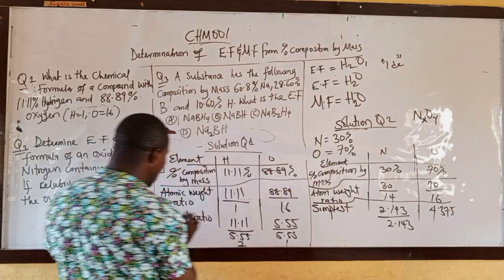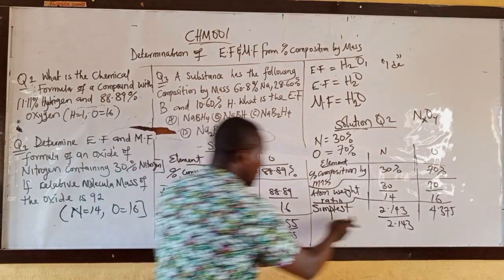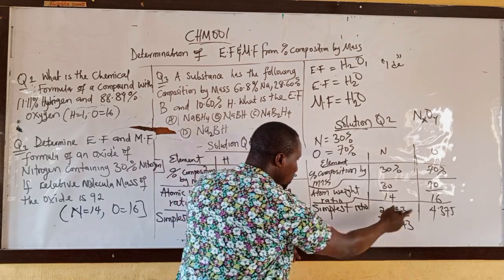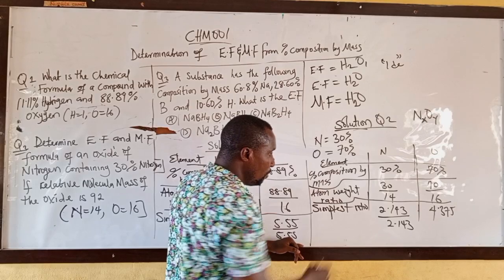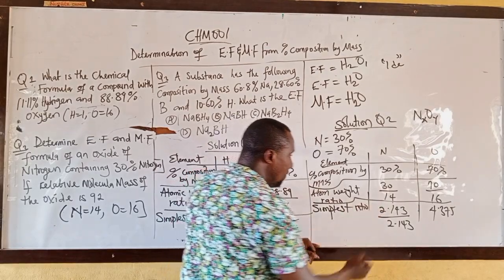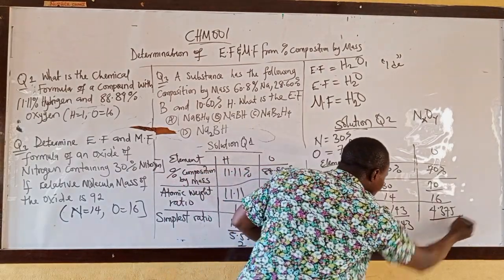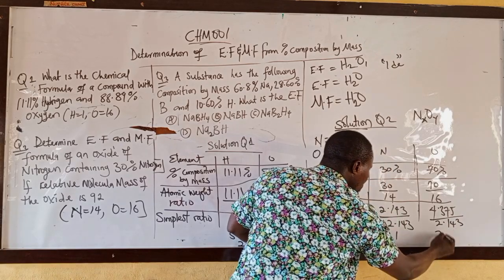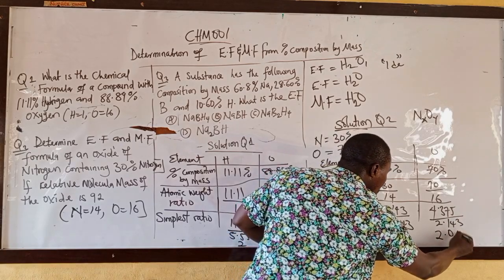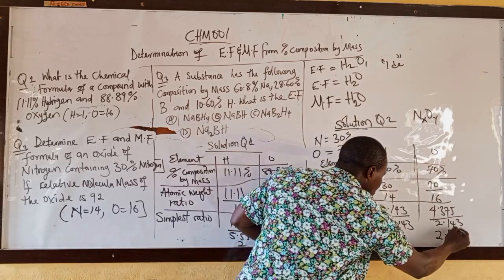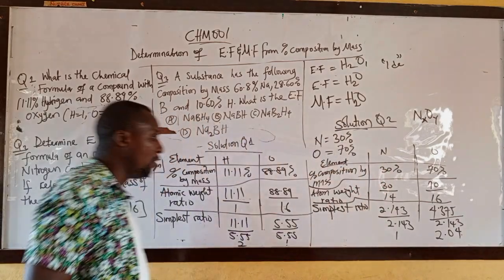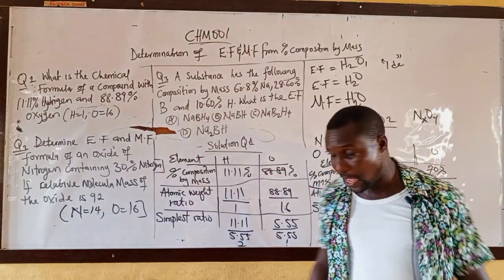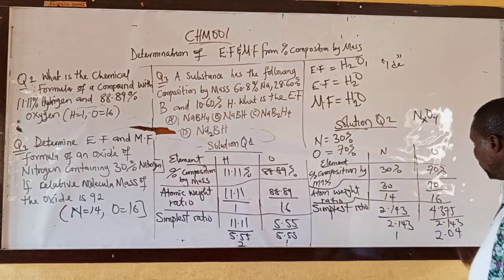So that you can understand. Okay, divide by the smallest, simplest ratio. Divide by the smallest value. But in these two cases, divide by the smaller value. This one will give you 1 over 2.143. You have 2.04. Then from here, approximate this one is not up to 1. That means we have 2 points.